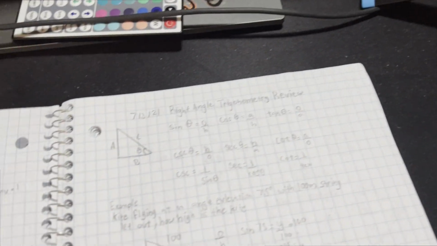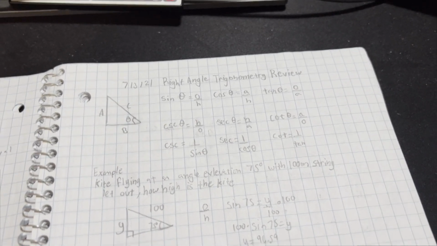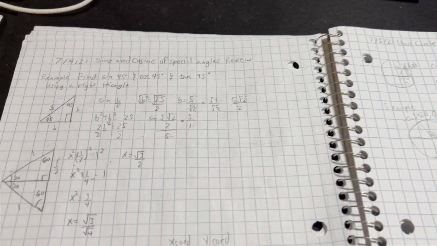Continuity at a point. I remember that. Continuity and interval. Intermediate value theorem. I don't remember what that is at all. Right angle trigonometry review. Yeah, I remember that from the previous class. So this was a little bit of Calc 1 and trig combined.